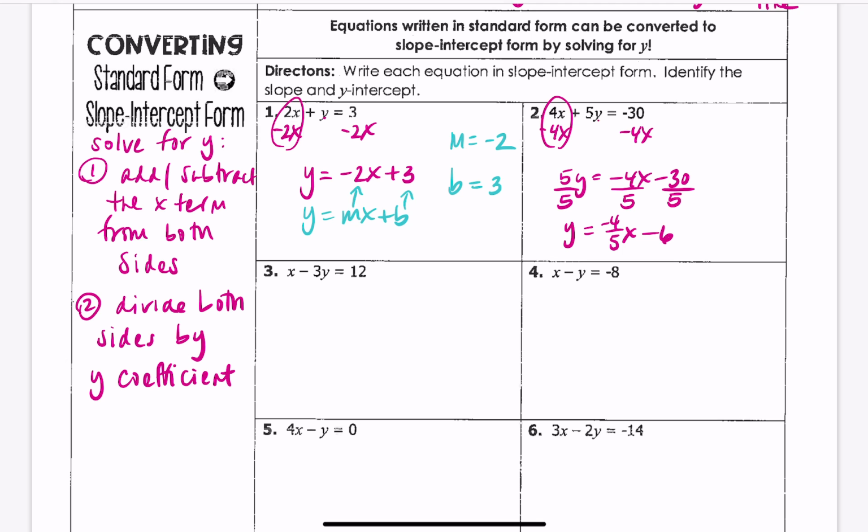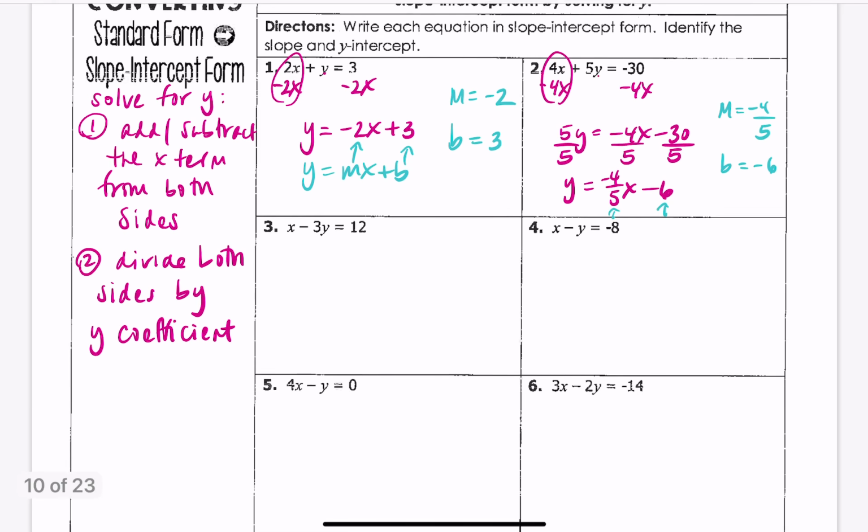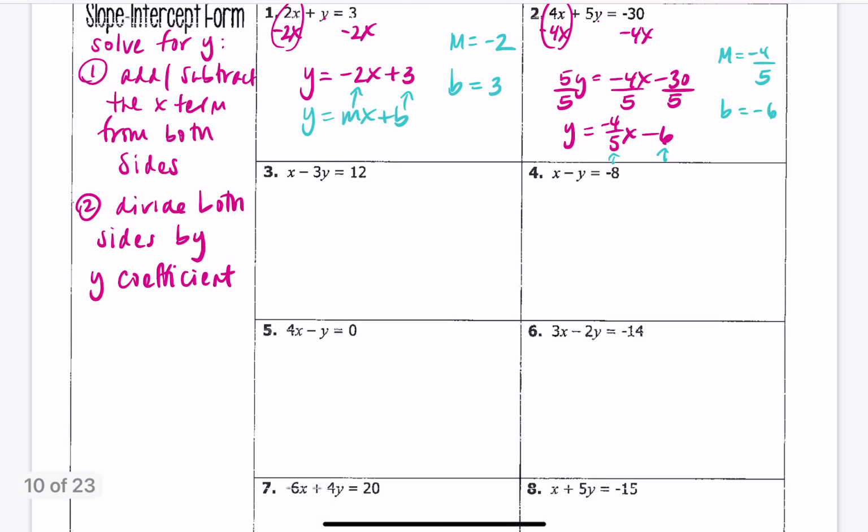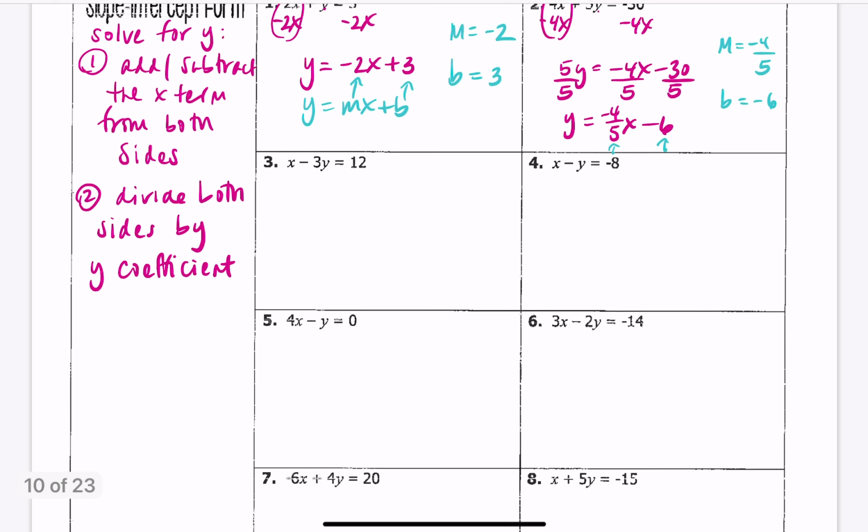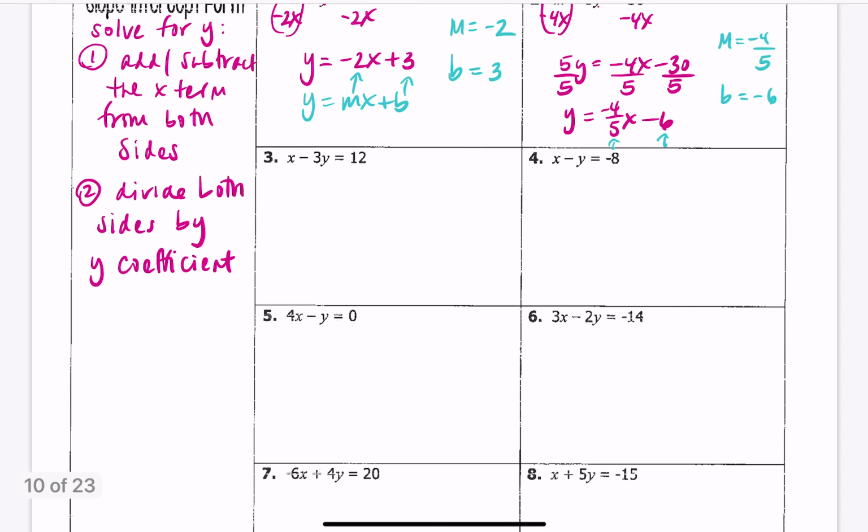So now they want me to give the slope and the y-intercept. My m is going to be -4 over 5, right? Because I'm just pulling it from the y equals mx plus b. And my b is -6. So there you go. So this is what you're going to be doing for each of these. You're going to be solving for y, getting y alone. So let's do the next one together.